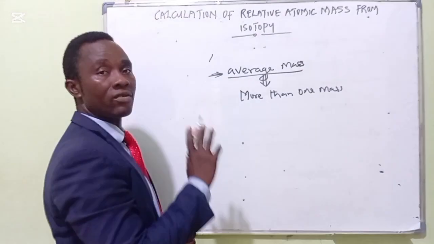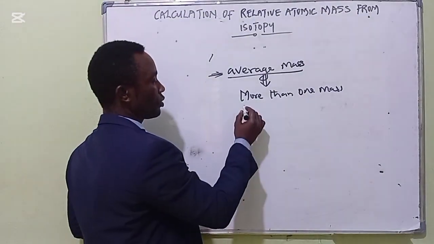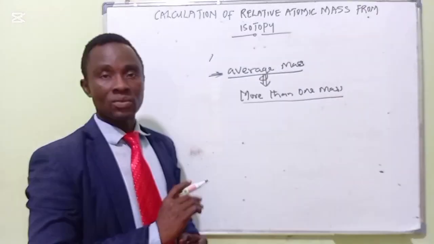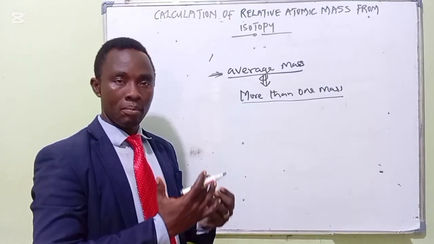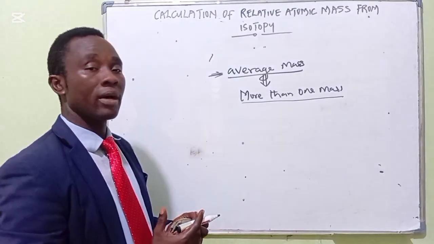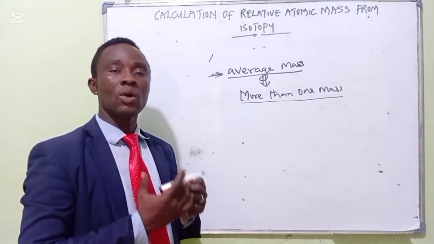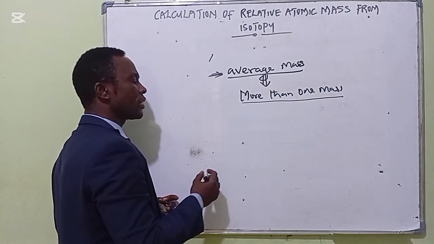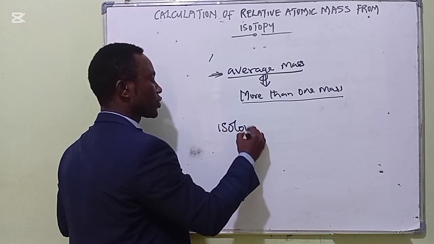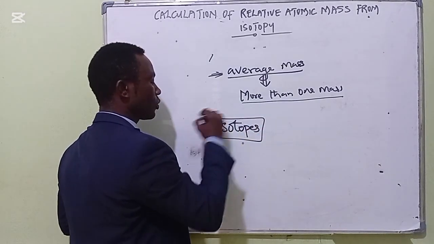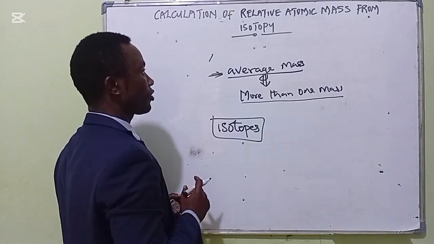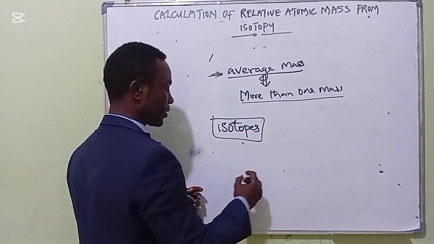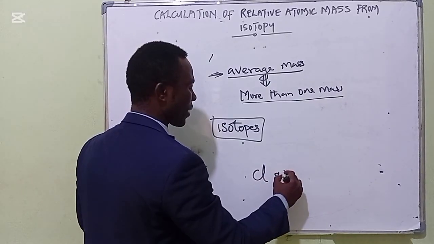So before you talk about average atomic mass, you know that we should be talking about more than one mass. So relative atomic mass is the average of what? Masses. Which masses? The masses of isotopes of an element. Now, some elements have what we call isotopes. Isotopy actually is a phenomenon whereby some elements have different masses.